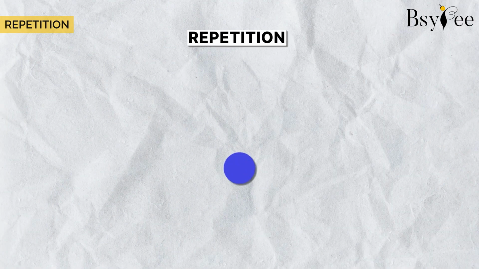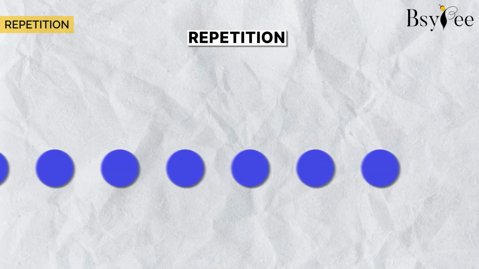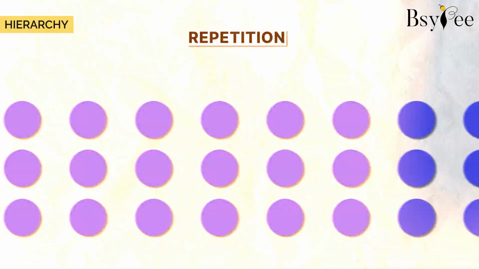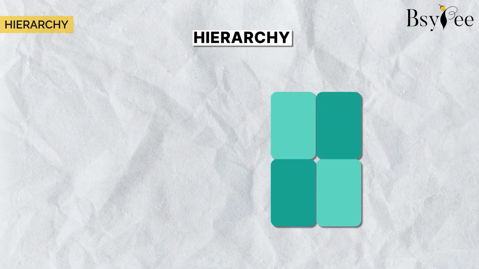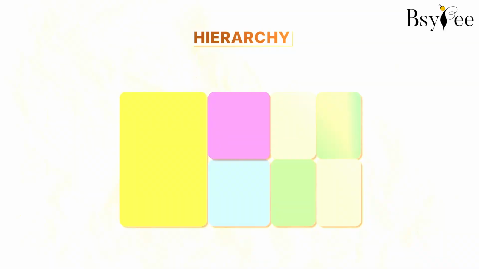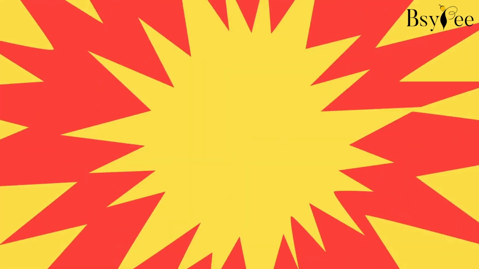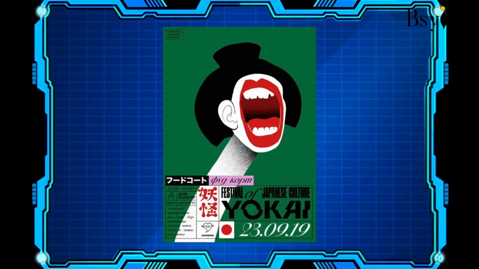Repetition. Ties together individual elements to create patterns and consistency. Hierarchy. Guides the viewer's eye to the most important elements first, using size, color, and placement. Mastering certain techniques can significantly improve your graphic design skills. Let's look at some essential techniques.